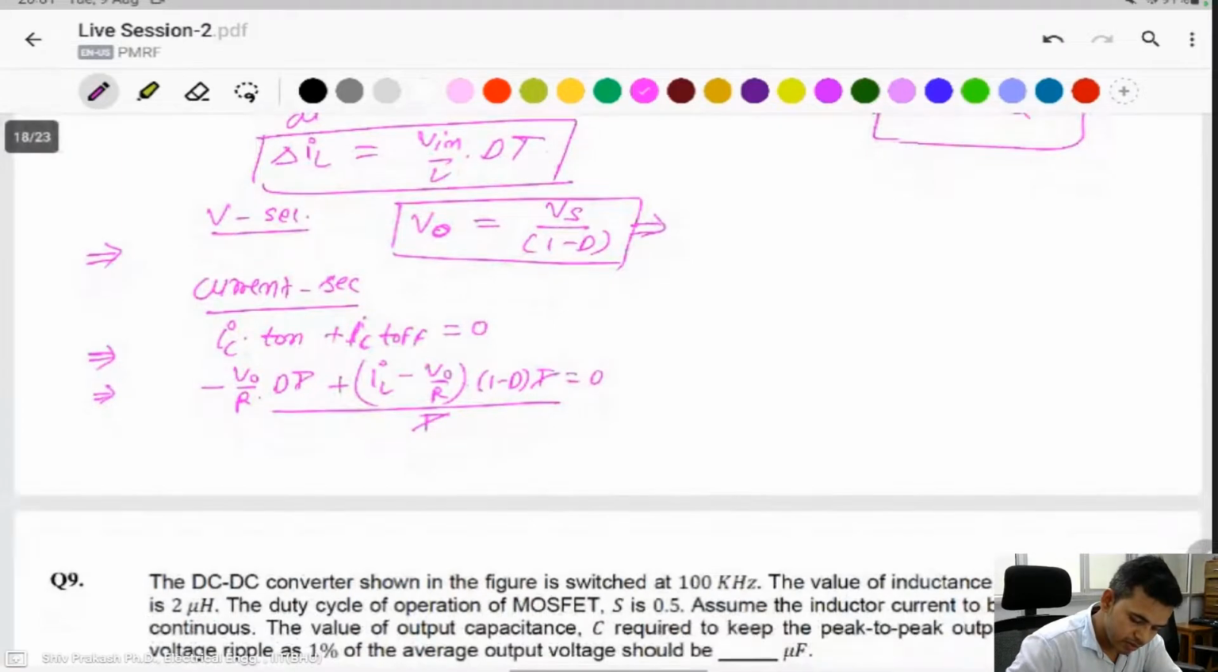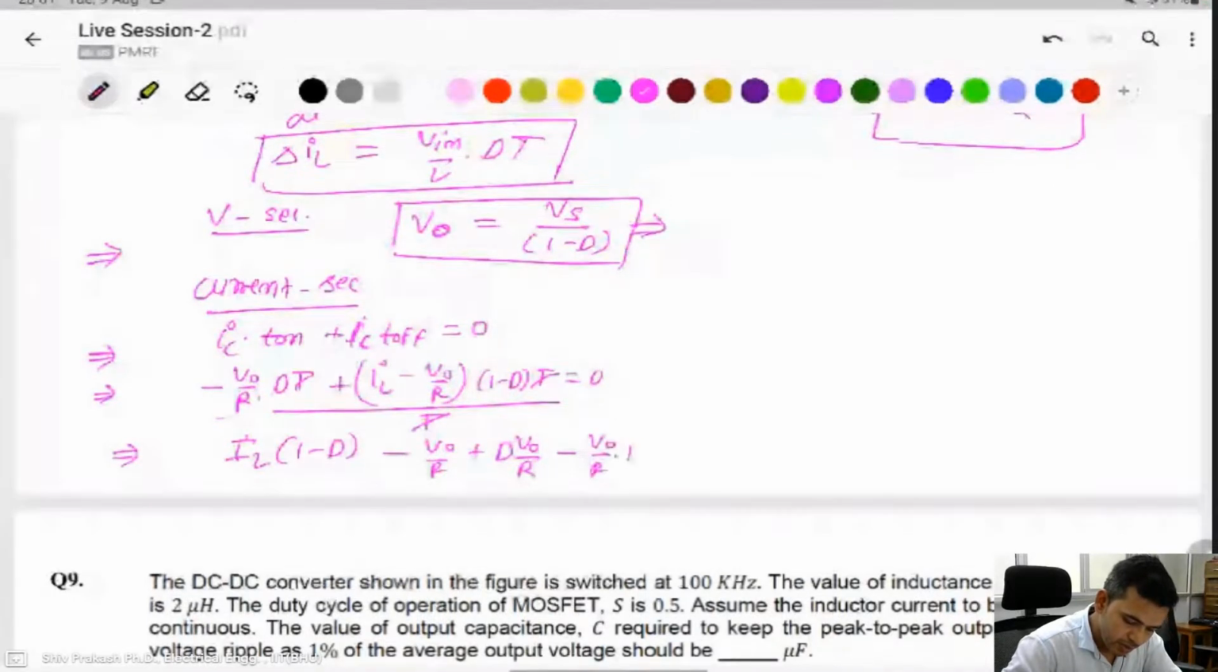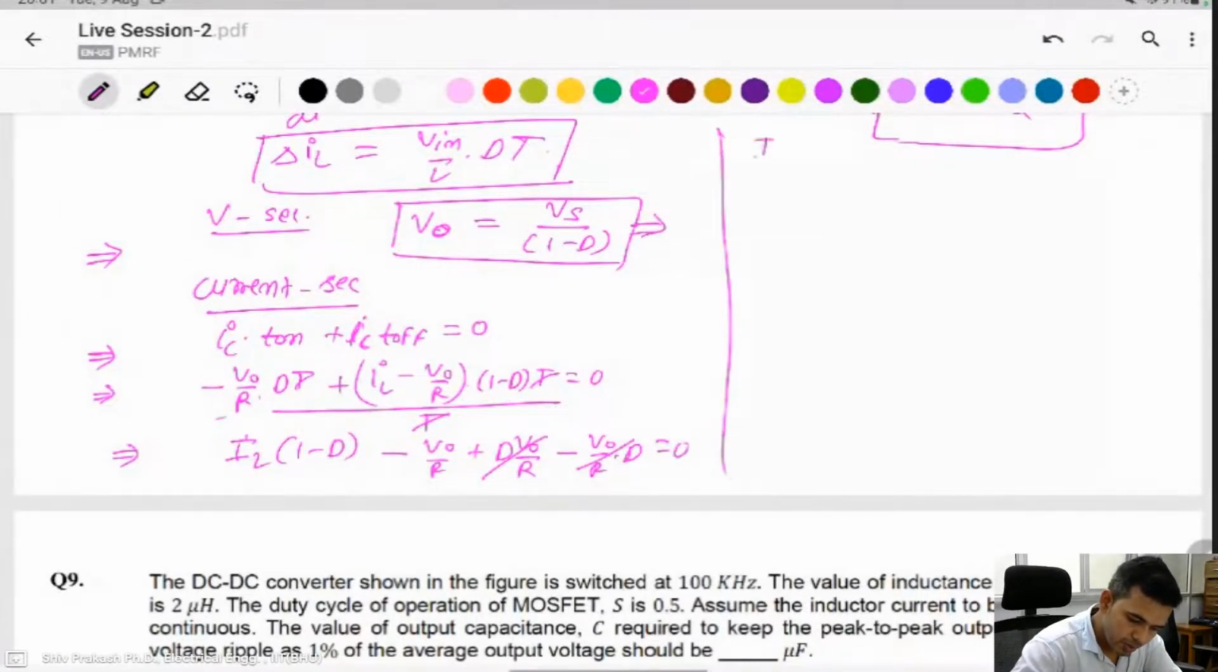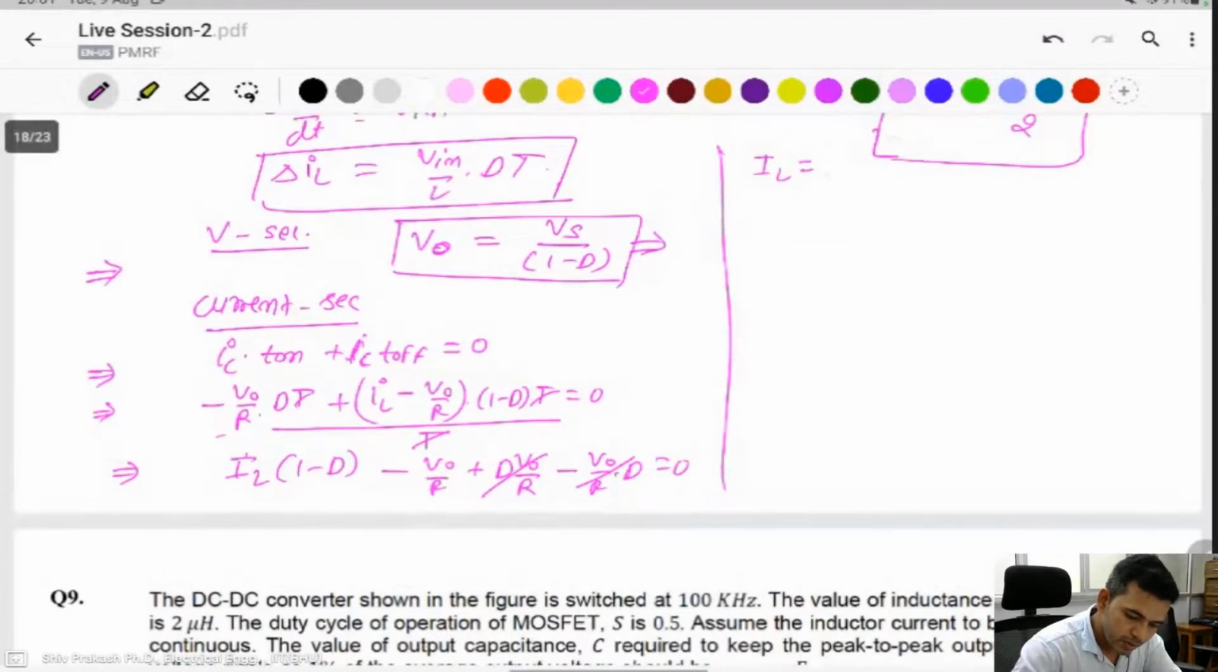T cancels out. Find the average current: IL into 1 minus D, minus V naught by R plus D V naught by R, minus this one, minus V naught by R into D is equal to 0. Cancel out. We find IL is equal to V naught by R into 1 minus D.